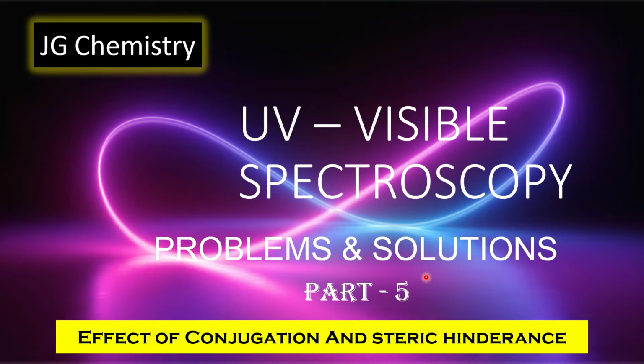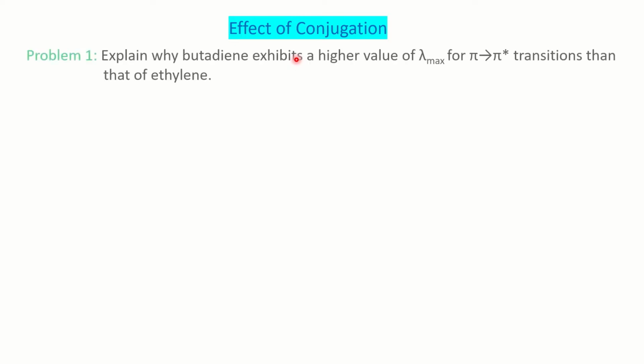Fine. So let's begin. Effect of conjugation. We'll be seeing this effect by using one problem. Normally, the thumb rule in UV spectroscopy is that as the conjugation increases, the wavelength increases. So we need to find why this happens. If you notice in this problem, butadiene exhibits a higher lambda max value as compared to ethylene for the pi to pi star transition.